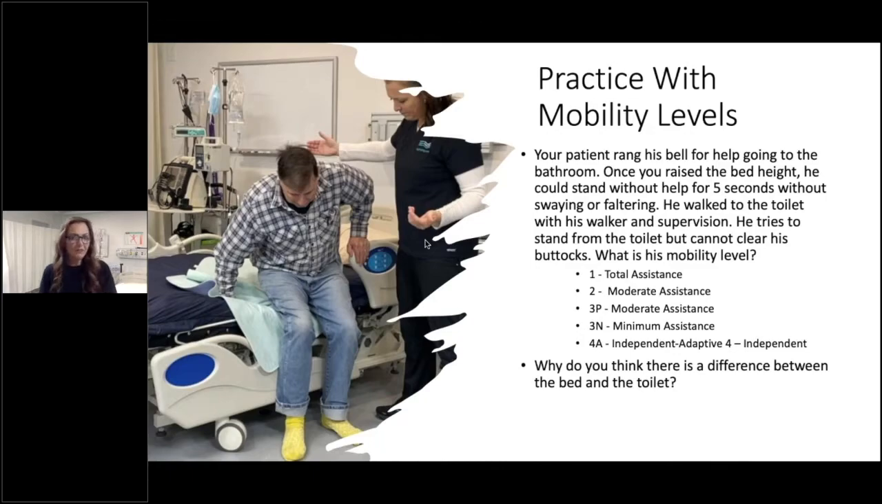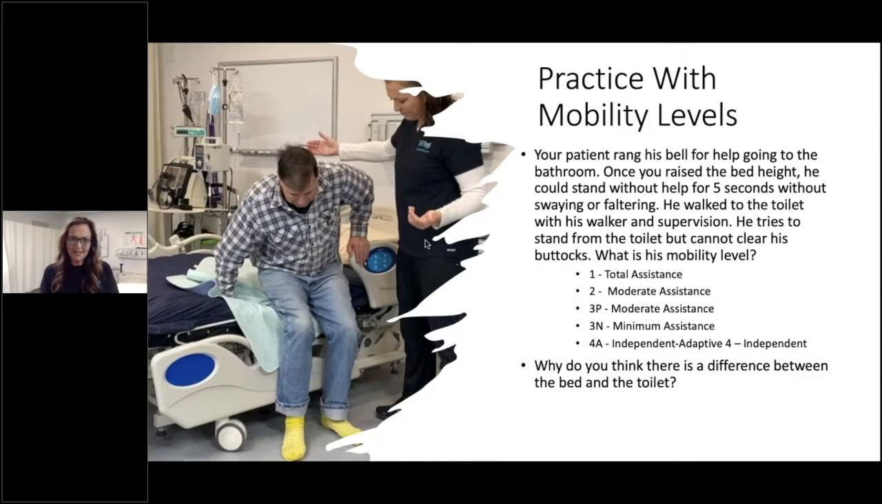So this one's a little more confusing, isn't it? He was able to stand up from the bed without swaying or faltering. He did use a walker. So you may think that from the bed, he was a level 4A because he walked to the toilet with his walker. But think about this. You had to raise the bed to enable him to do that. If he cannot clear his bottom from the toilet, he is level 3P.